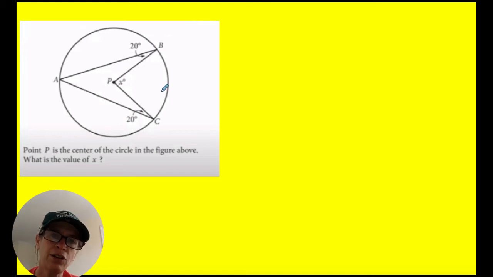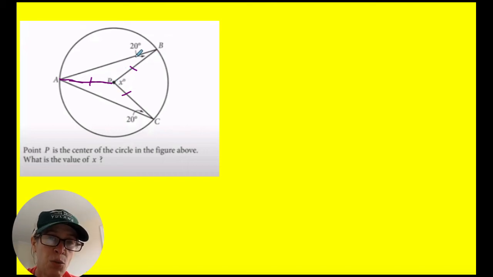So I'm actually going to look for hidden triangles, because remember, if I have hidden triangles, I have congruent sides. So if I connect that and that, I can see now I have a hidden triangle here and here. These are two isosceles triangles. Why? Well, because all the radii are equal.